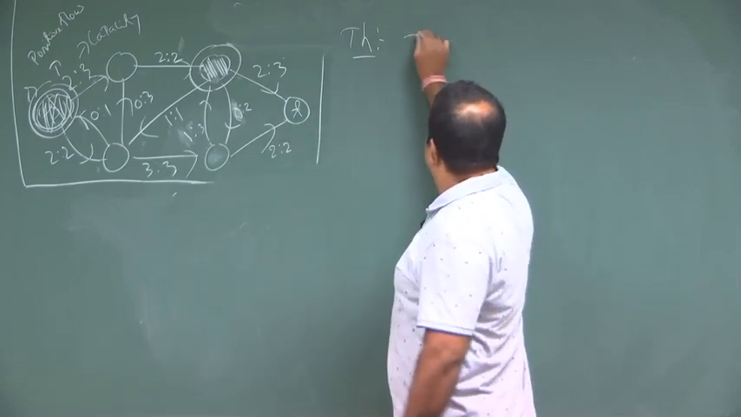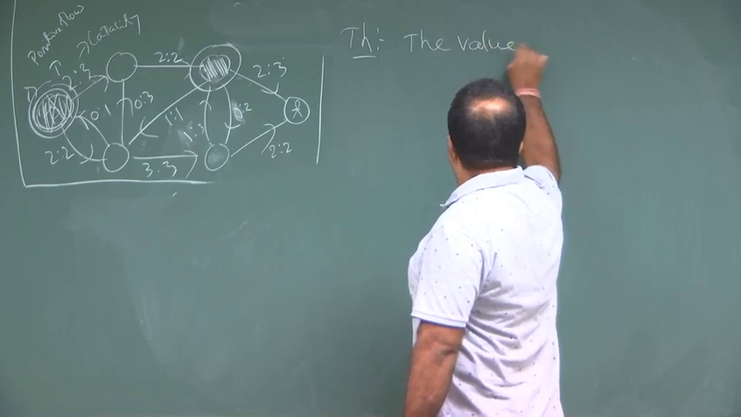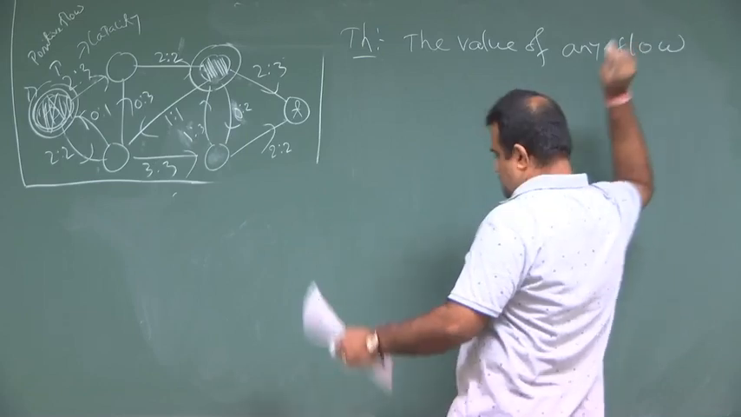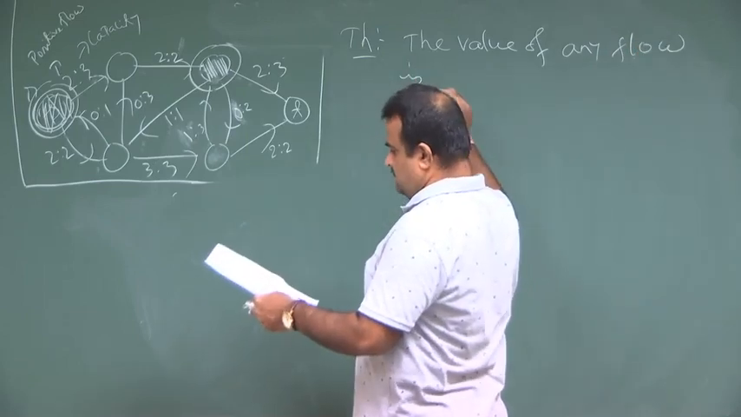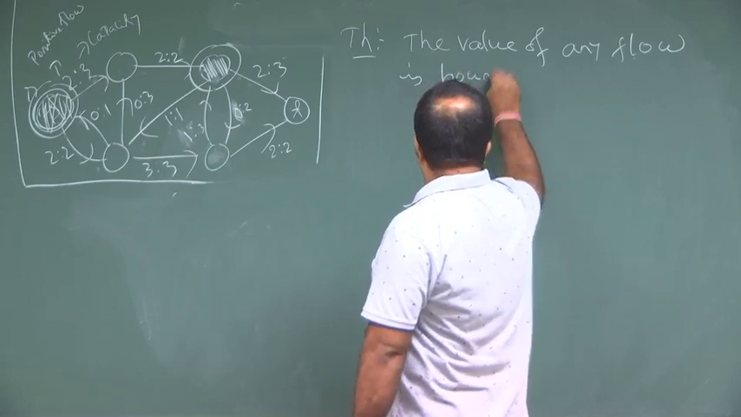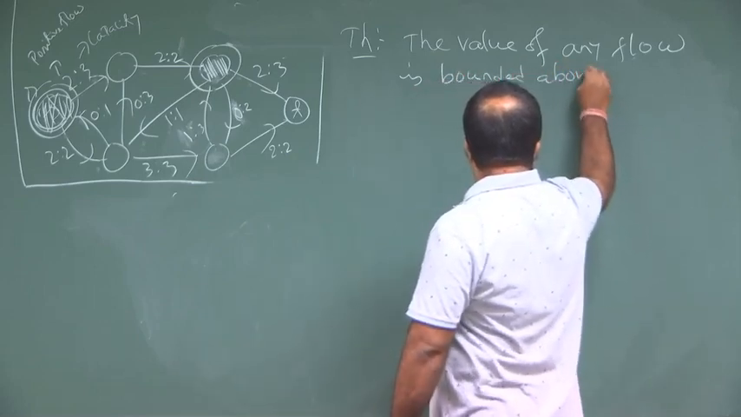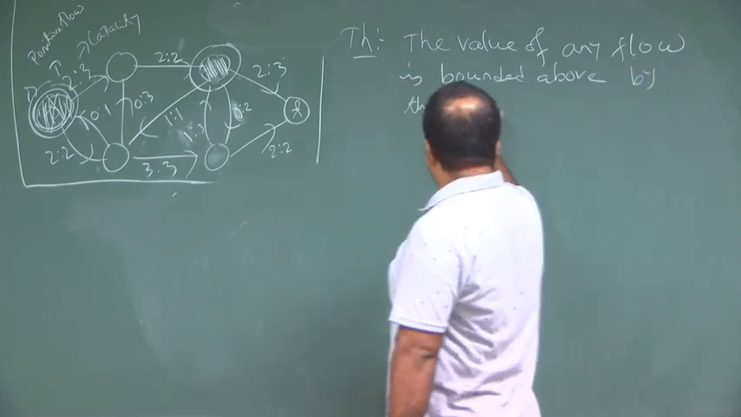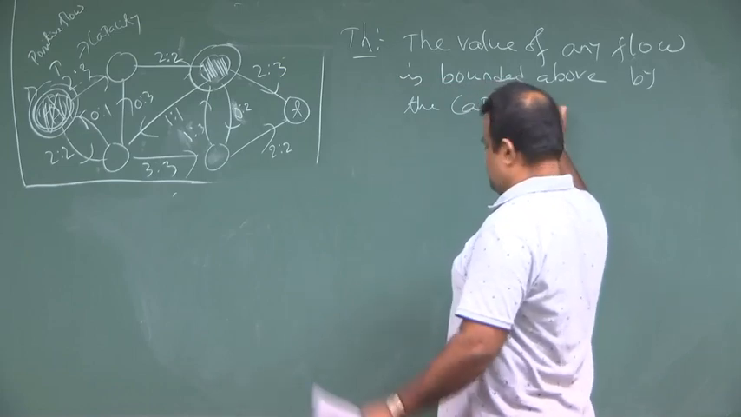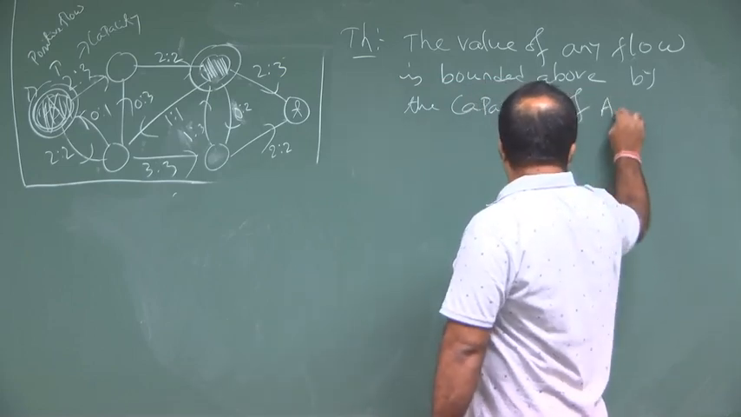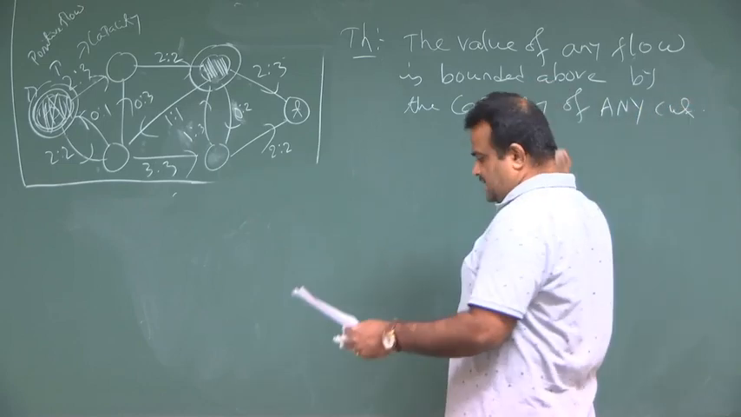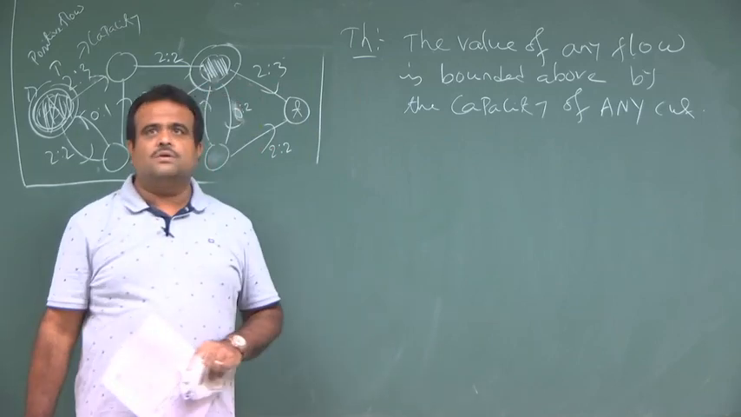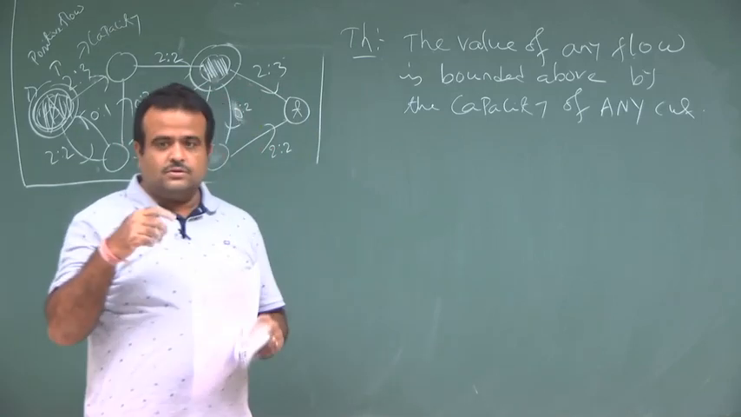The value of any flow is bounded above by the capacity of any cut. That is important, any cut. So, the max value of the flow, this is the upper bound.